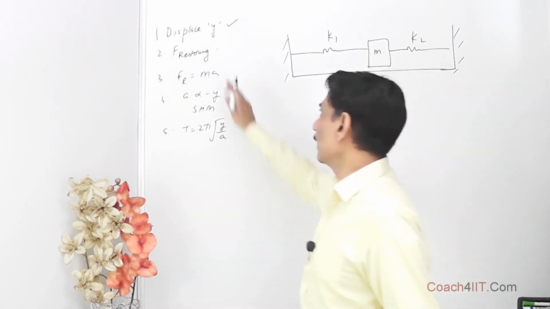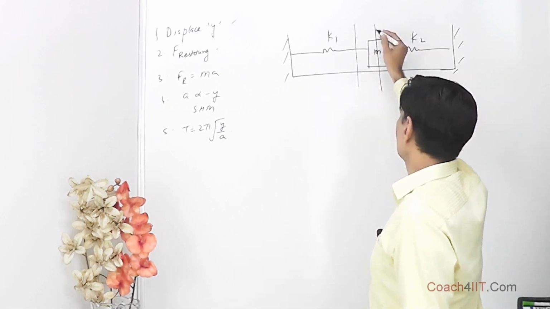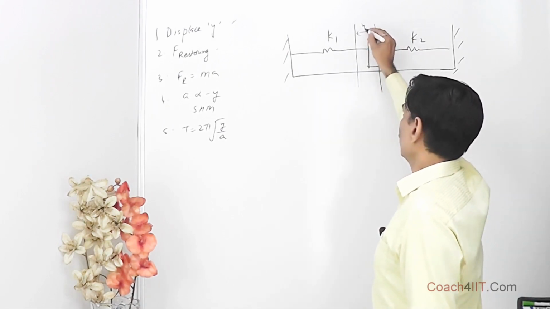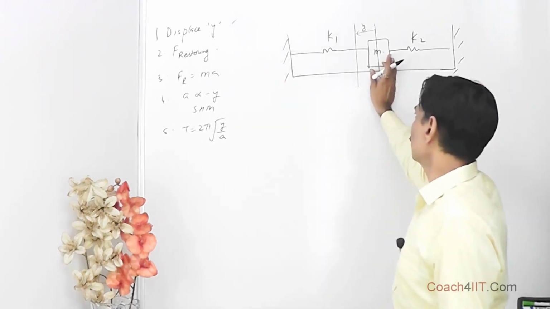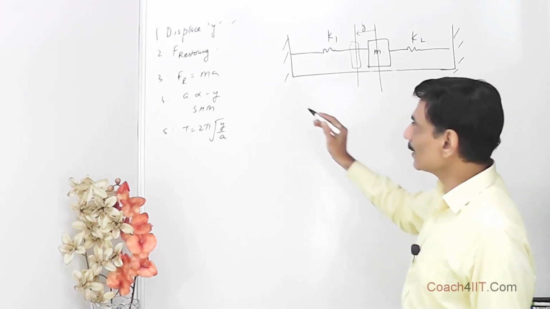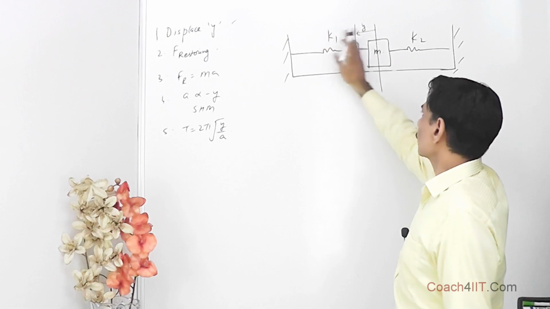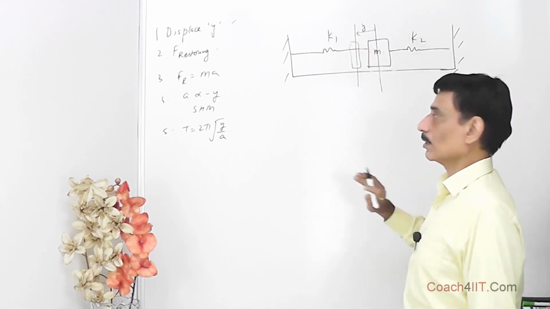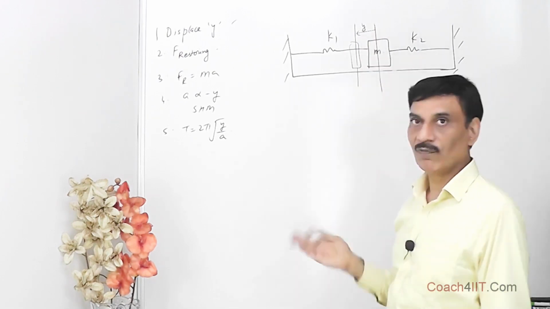So first what we do is we displace the body by distance y. We can move it any way. Let's move it this way. So this is y, right? First step is done. Now the second step is we have to find the restoring force. This spring gets compressed, and this gets stretched. Compression in this is y and elongation in this is y, obviously.